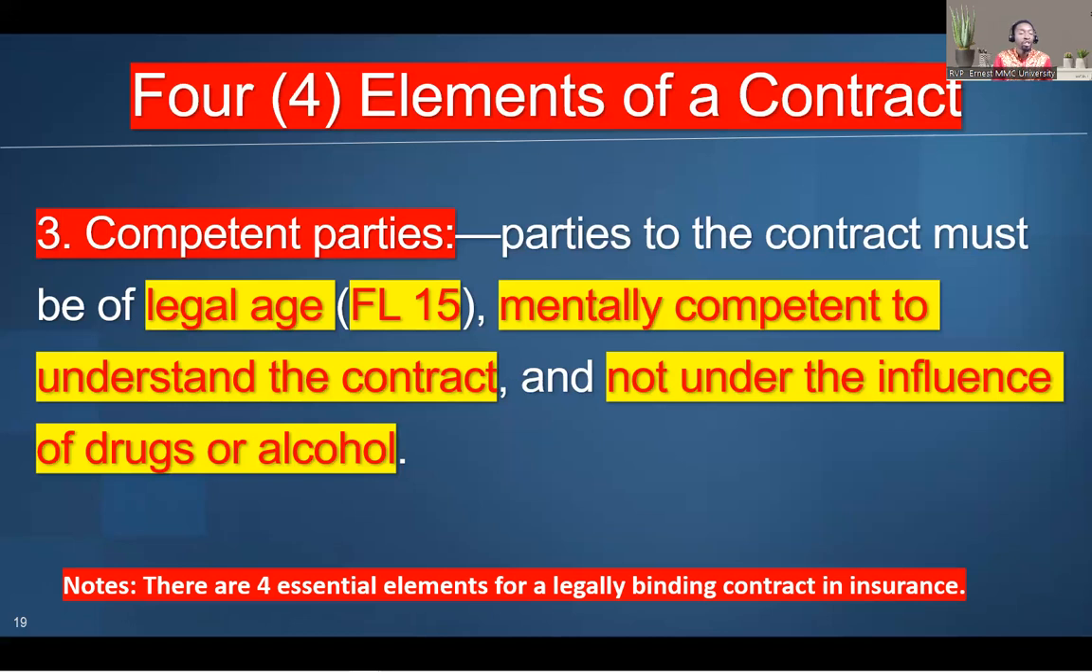So you have to really make sure you understand, a business profession or a second college, or having a college degree, or finishing high school, none of that matters when it comes to the competent party. All right. So what matters, they have to be of legal age. They have to be mentally competent to understand the contract, and they're not under the influence of drugs or alcohol.